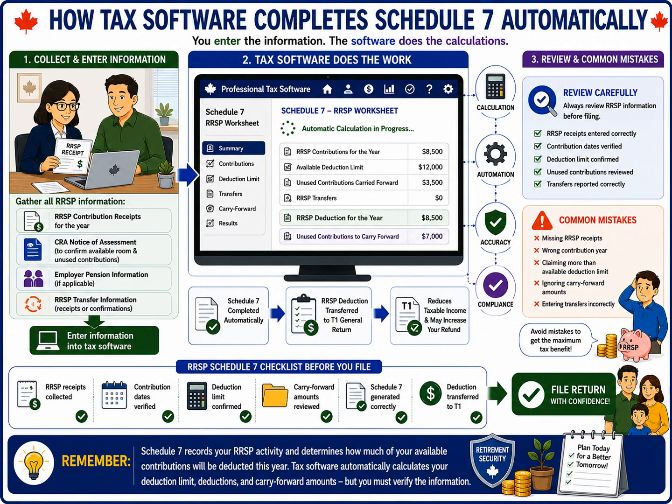The most important lesson is this: Schedule 7 is designed to organize and calculate all RRSP activity for the tax year. Certified tax software performs the calculations automatically, but it relies entirely on the accuracy of the information you provide. As a professional tax preparer, your responsibility is to collect complete documentation, enter every detail accurately, review the calculations carefully, and ensure that your client receives every RRSP deduction they are entitled to claim.